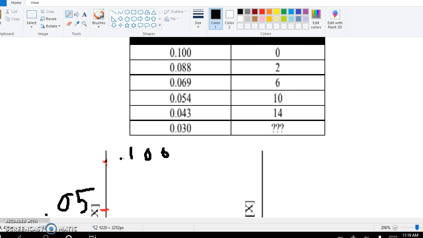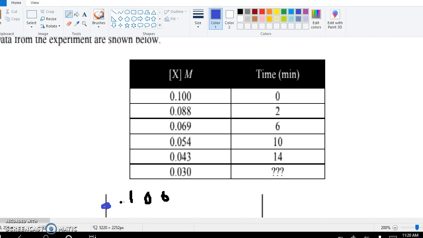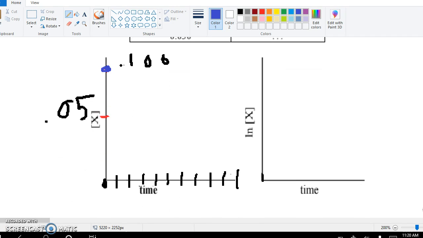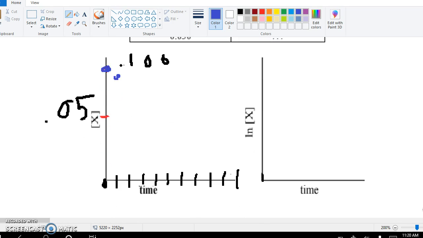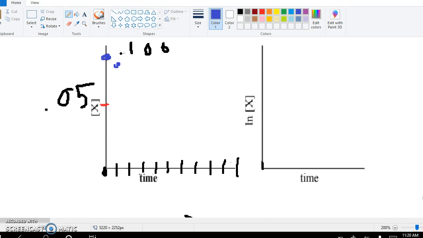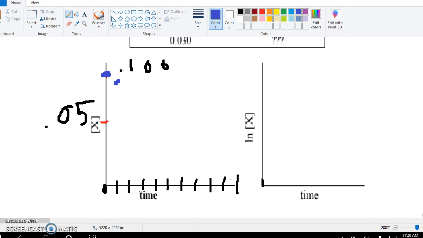The first plot is at 0.1 concentration at time 0. Let's use a different color, I'm going to go with blue. The second concentration is 0.08, almost 0.09, after 2 seconds. Next, we have 0.069 at 6 seconds, so that's 2, 4, 6, and it's almost 0.7. So I'm going to say about right here.